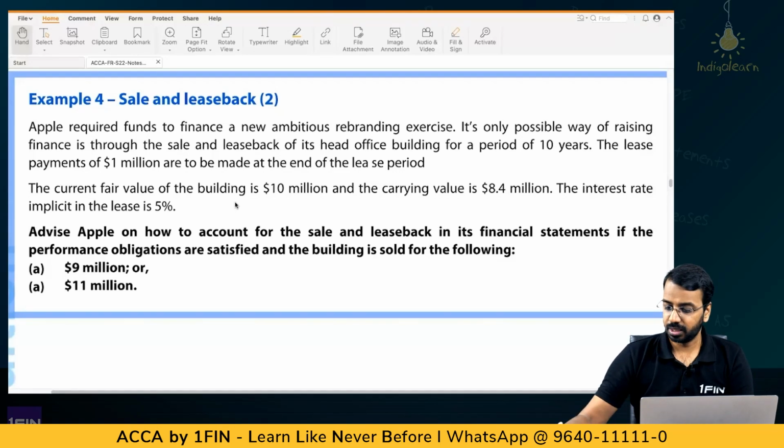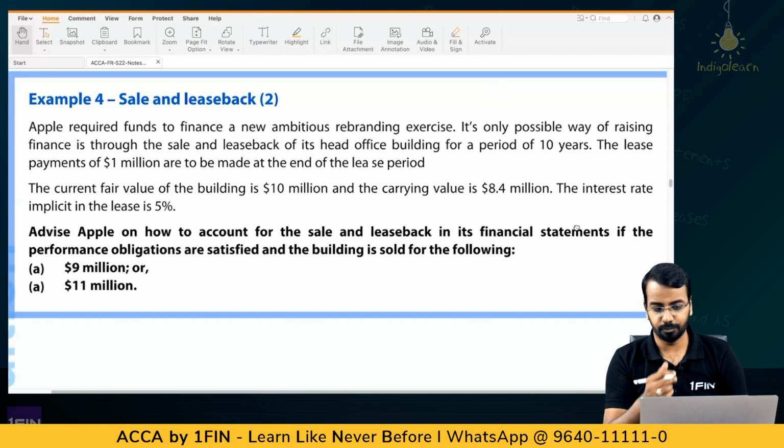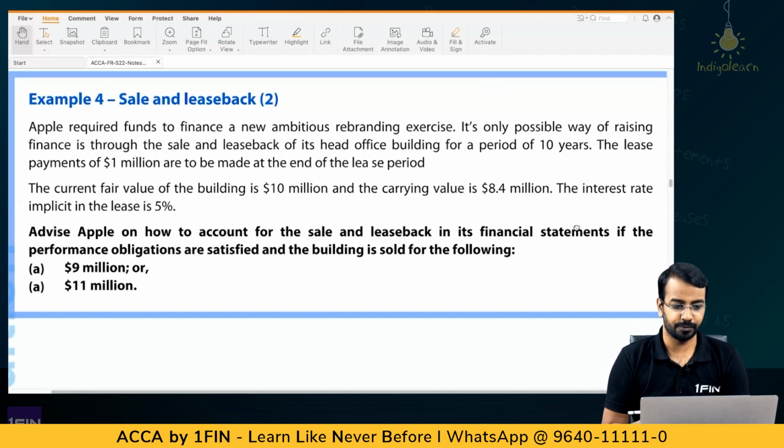Good afternoon, everyone. Continuing from where we left off in the previous session, I'll take up a question on sale and lease back. The question is on the screen, and using that we will understand how we account for sale and lease back transactions. I'll also share this document in the group, which you can use for revision. Right now, we're looking at a sale and lease back transaction. Let's have a look at the question.